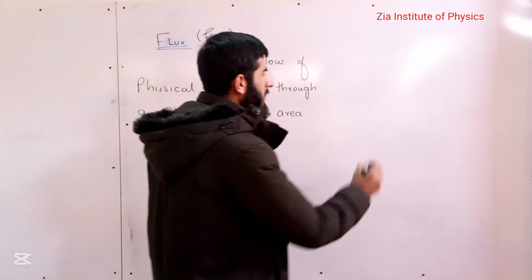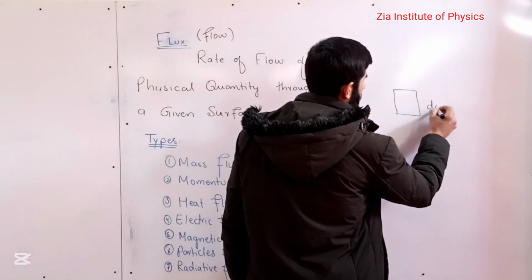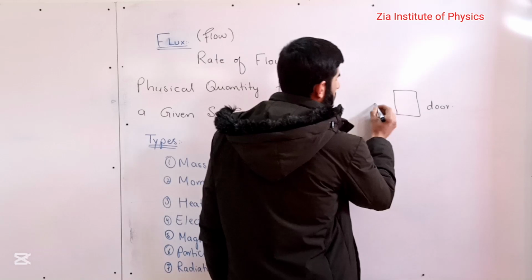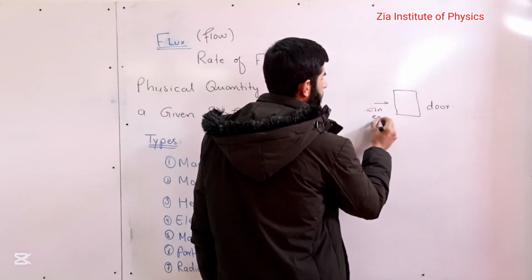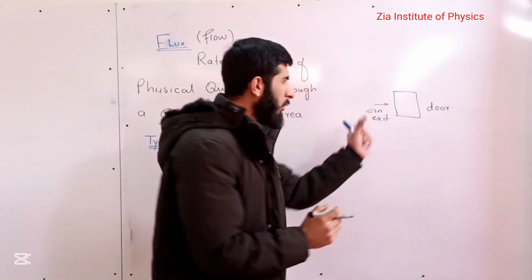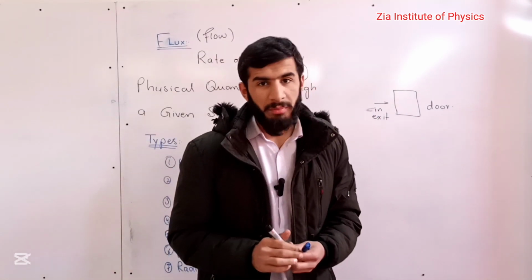For example, this is a door. I will take the example of a door. People come inside and exit. So the flow of people across the door is known as the flux of the people.